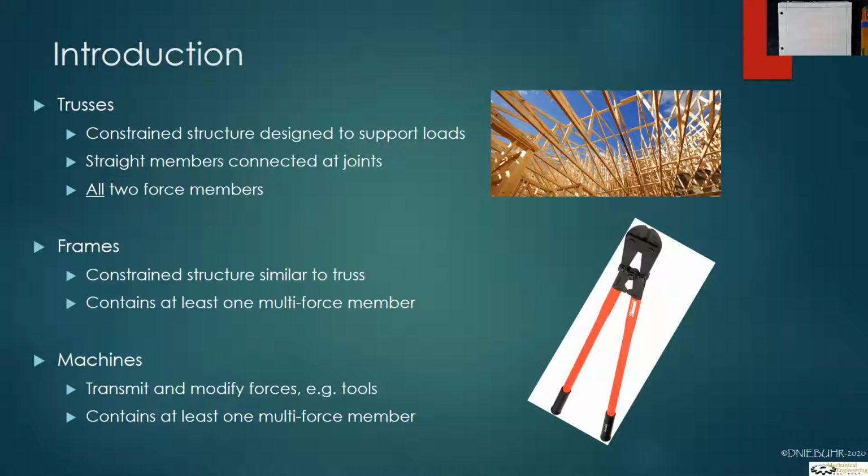And then lastly, we'll look at machines. For the most part, when we talk about machines, we talk about things that can transmit and modify forces. So hand tools are a good example: bolt cutters, diagonal cutters, pliers, etc. And also in machines, you're going to have at least 1 multi-force member. But what you'll find is once you understand trusses and frames, machines really don't add anything new to the equation.